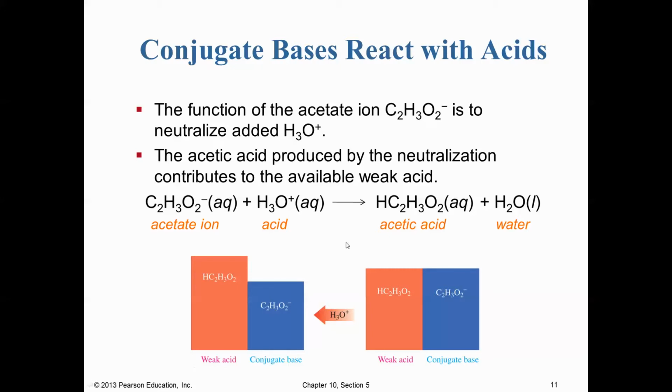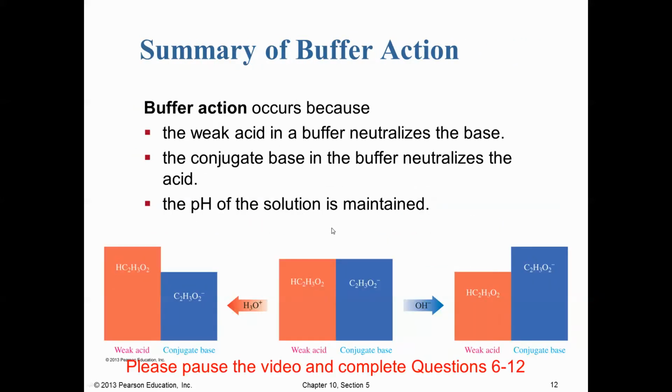So in summary, if we add a strong base to our buffer, the acidic component is going to neutralize it, and we're only going to change pH slightly. If we add a strong acid, the basic component of our buffer is going to neutralize it, and the pH will remain relatively steady. It's kind of hard to imagine these things actually working. It sounds like magic, but they work quite well.